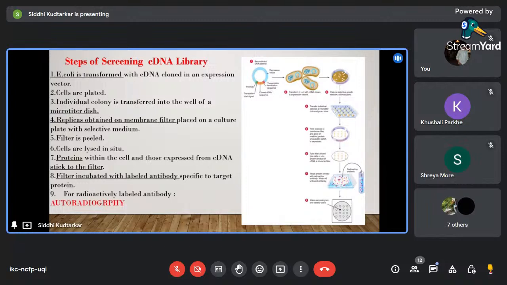So the proteins within the cells, including the specific protein expressed by the cDNA, will stick to the filter. Then we add probes, in this case labeled antibodies specific to the protein, and they will bind to the target protein. We can detect this binding between the protein and our probe by various methods. If the antibody is radioactively labeled, we can check it by autoradiography, or if it is not radioactively labeled, we can check it by fluorescence or various other methods.